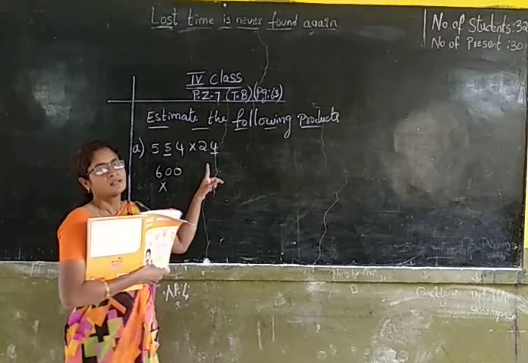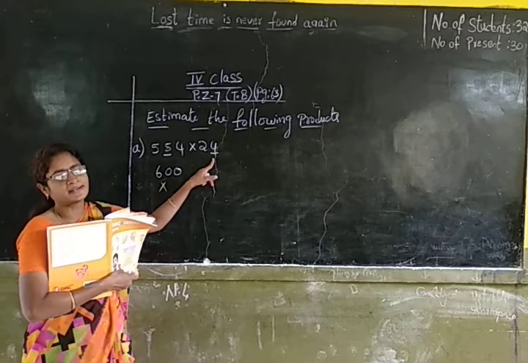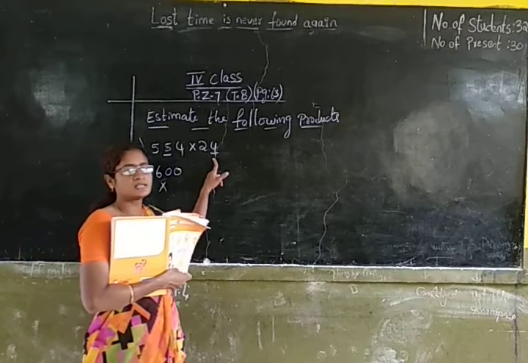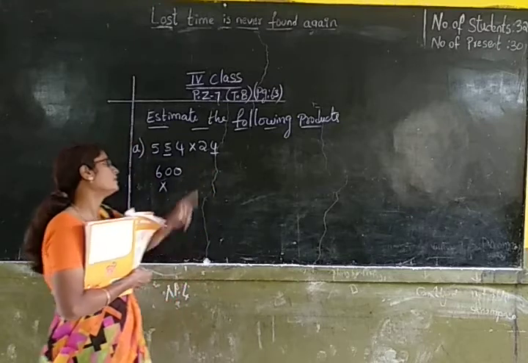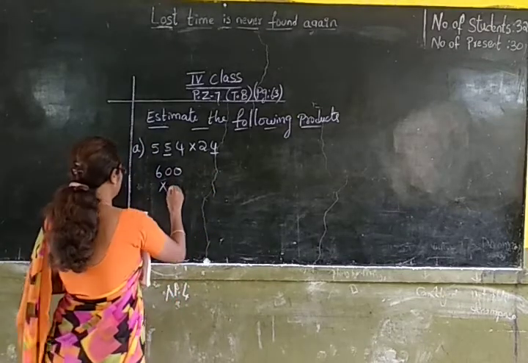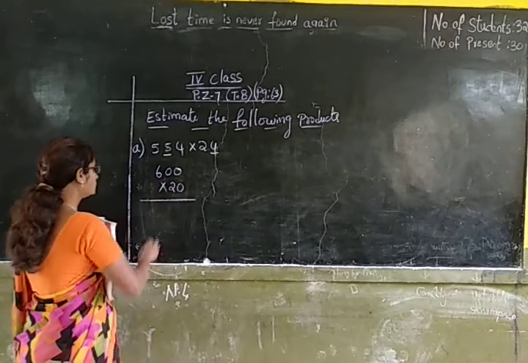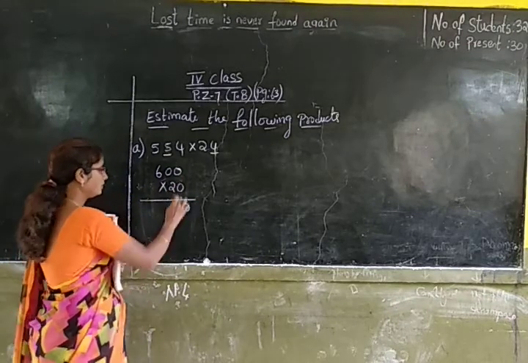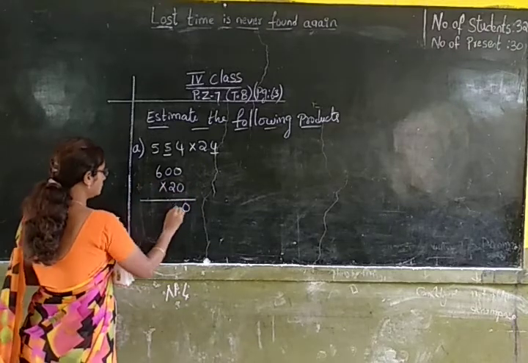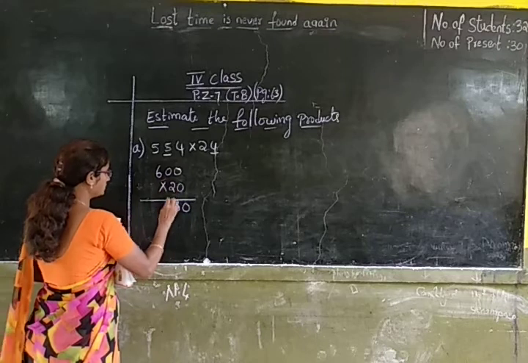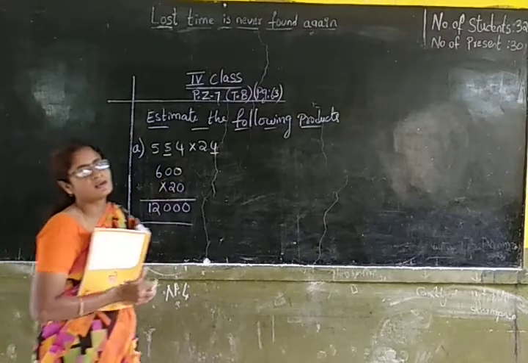So let us round off this number to the nearest tens. For that we have to underline the digit at ones place. Here the digit at ones place is 4 and it is less than 5. So no need of adding 1 to the next number. Here the answer is 20. Okay children. So first you place a 0 here and then multiply the number with 2. 2 zeros are 0. 2 6s are 12. So this is the answer.